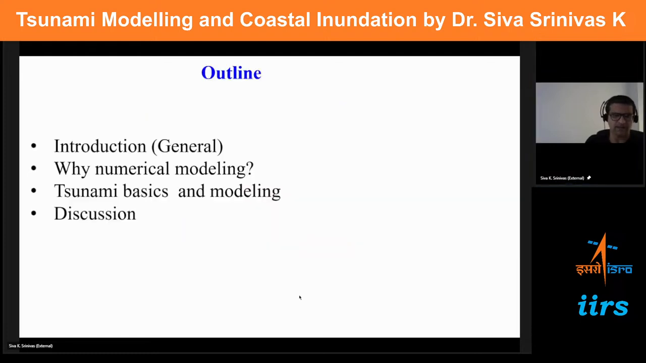Let's start. So in this lecture, I have divided the present discussion into a general introduction. I'll say why numerical modeling is important with a few basic examples. And then I discuss various types of numerical models and why numerical modeling is important. And then we discuss the basics of tsunami and how tsunami is modeled. And then we'll go for your question sessions or a discussion.